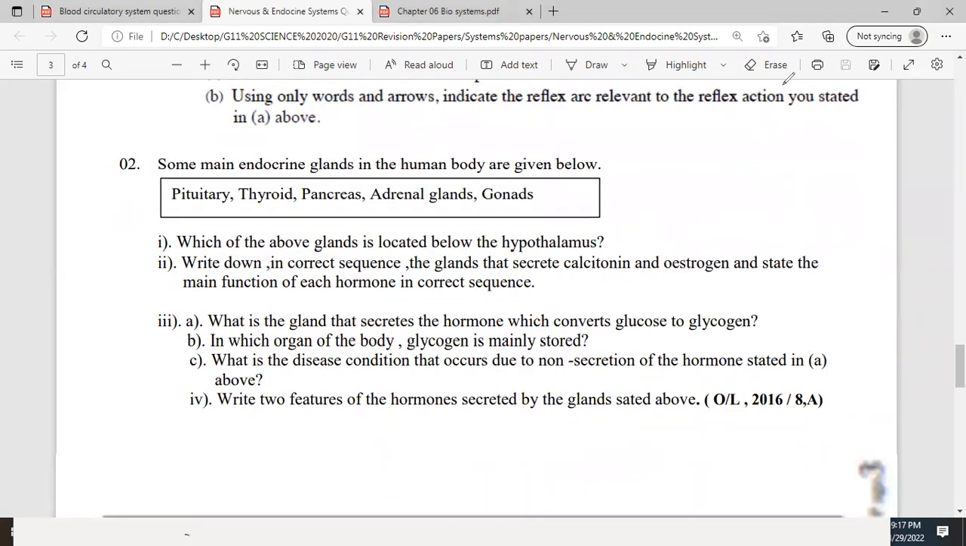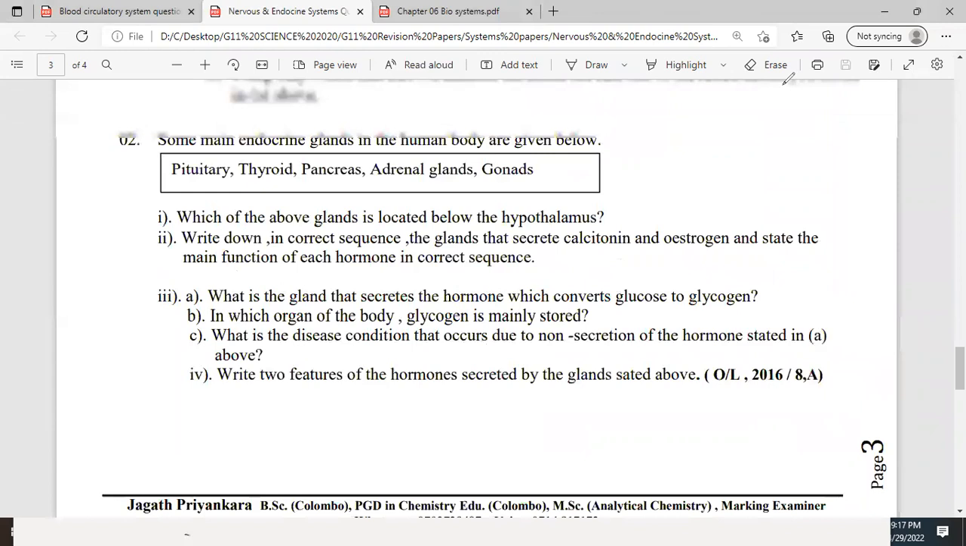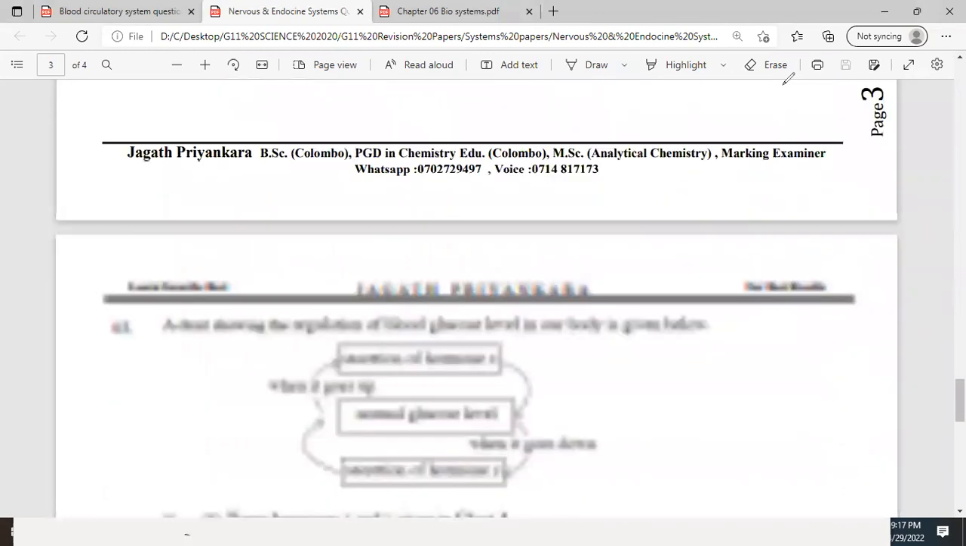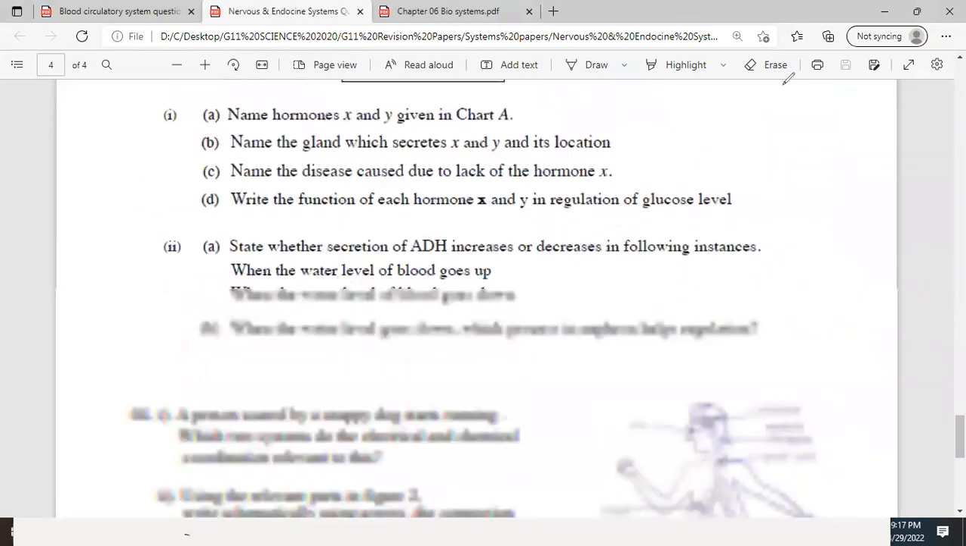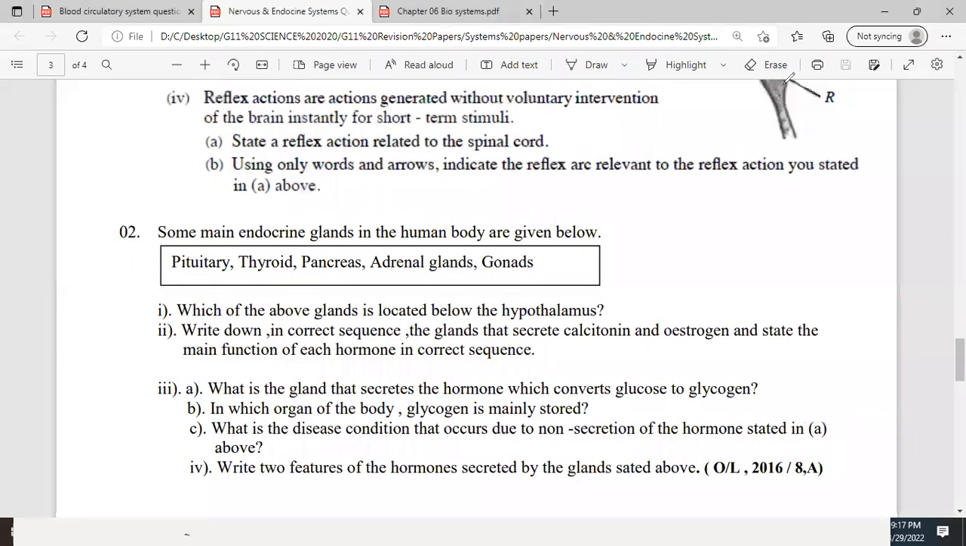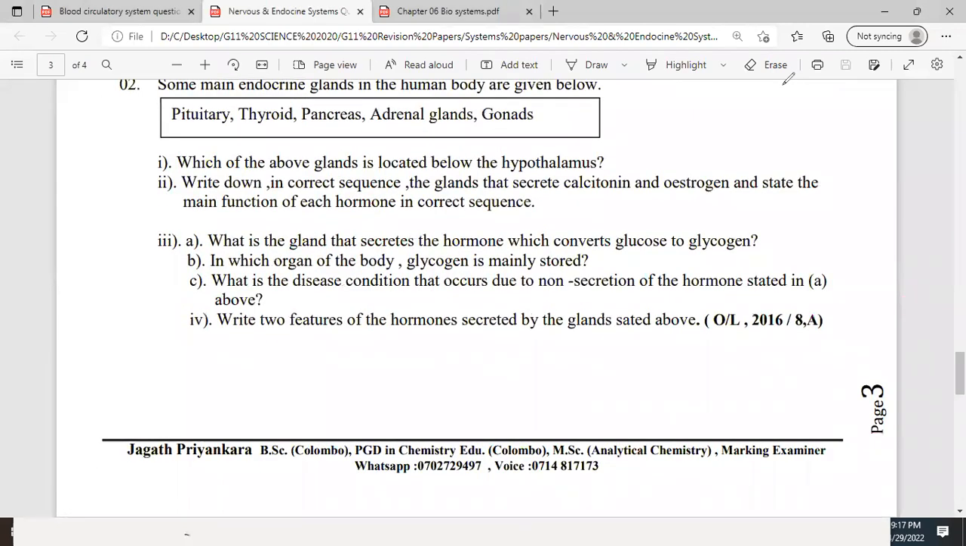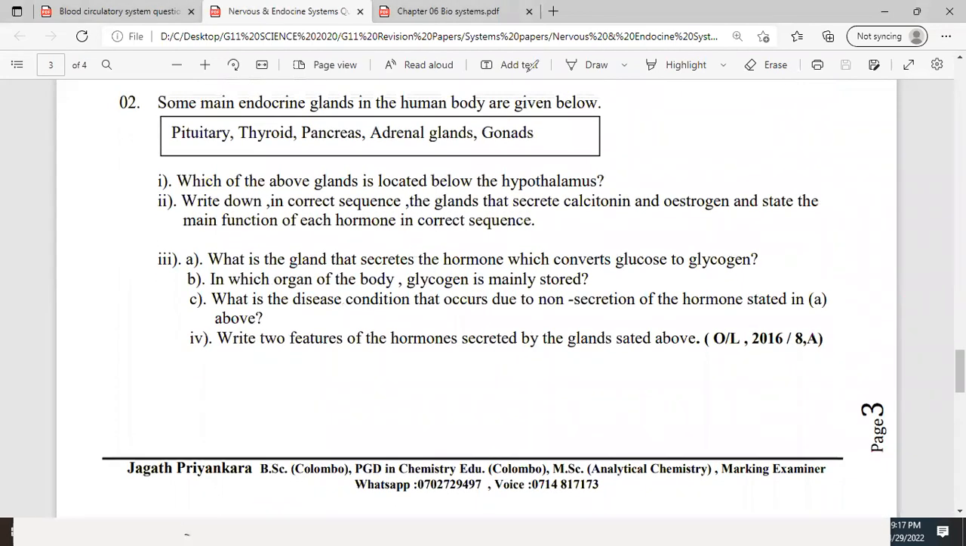Right. So this is from, look at the screen. This is from, again, endocrine system. You are given a list of hormones here. Who can give me the answer for part 1? Any volunteers?